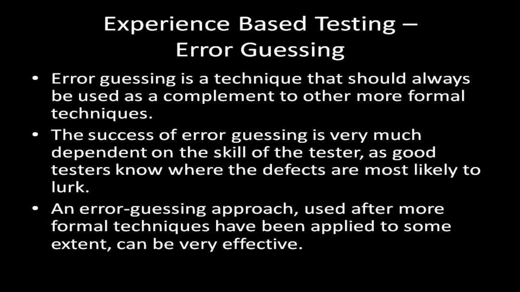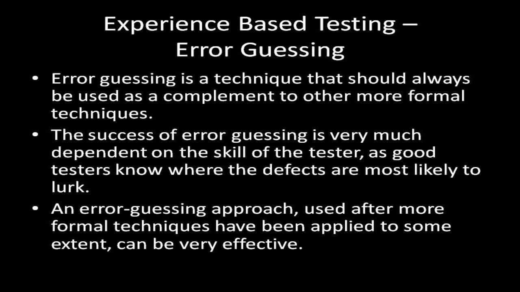This is why an error guessing approach, used after more formal techniques have been applied to some extent, can be very effective. In using more formal techniques, the tester is likely to gain a better understanding of the system, what it does, and how it works. With this better understanding, he or she is likely to be better at guessing ways in which the system may not work properly. There are no rules for error guessing. The tester is encouraged to think of situations in which the software may not be able to cope. Typical conditions to try include division by 0, blank or no input, empty files, and the wrong kind of data, e.g. alphabetic characters where numeric are required.